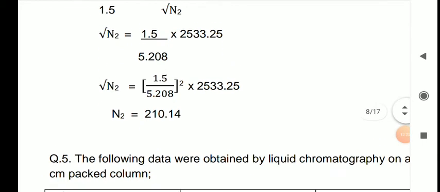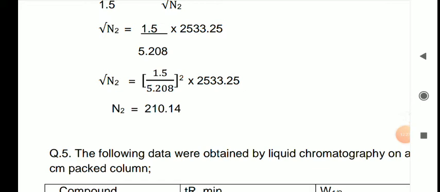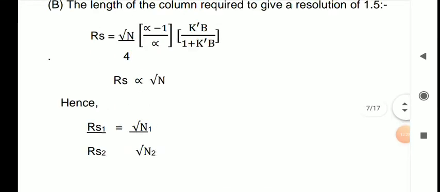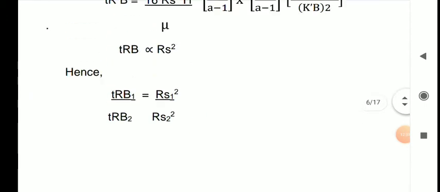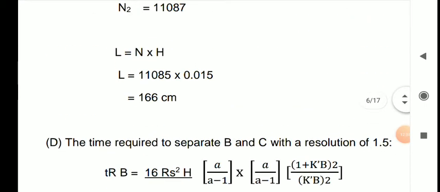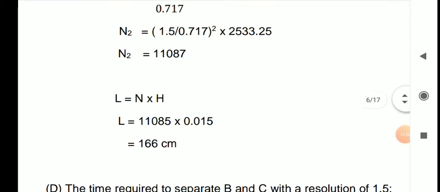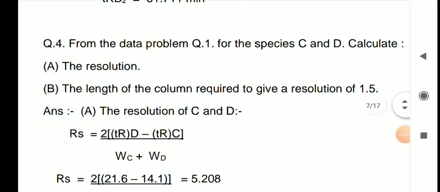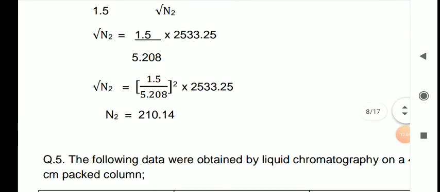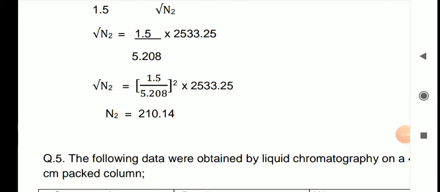The column length is N multiplied by H. The H value we have seen earlier is 0.015. Here it is. L is equal to N into H. L we have got there as 200 and something, 210.14, multiply by that H which is 0.015, and you will get the length of the column.